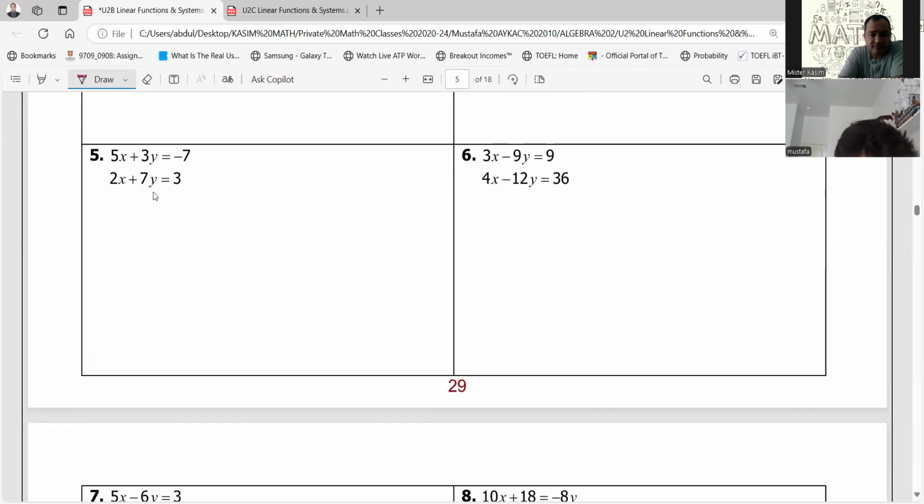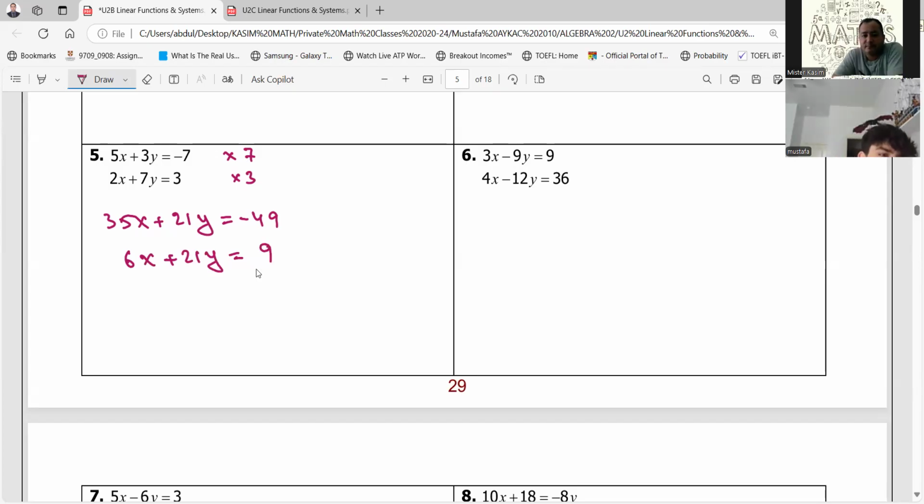So 3, 7, the least common multiple of 3 and 7 is 21. So I'm going to multiply the first equation by 7 and the second equation by 3. I'm using the property of multiplication. Multiply by 7, 35x. Multiply by 7, 21y. Multiply by 7, negative 49. The second equation by 3, it is 6x plus 21y. 3 times 3 is 9. Now, as you see here, the coefficients of y are the same.